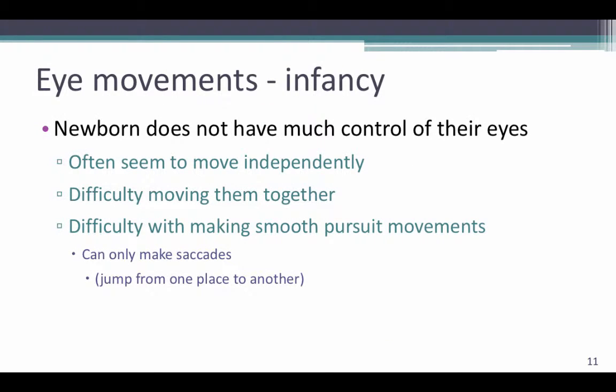The infant also does not have too much control over their eye movements, as the eyes often appear to move independently, which is a little bit scary, honestly, if you see an infant moving one eye at a time. The infant has difficulty moving eyes together and has difficulty making smooth pursuit movements, so they only end up making saccades, so they jump from one place to another.